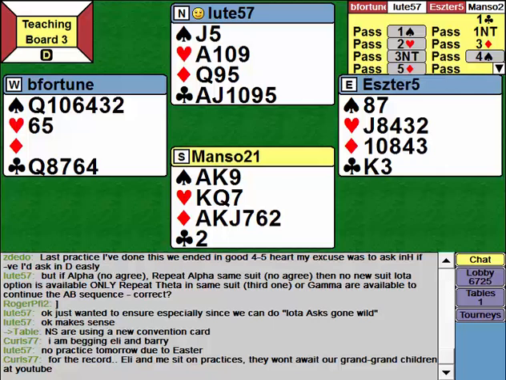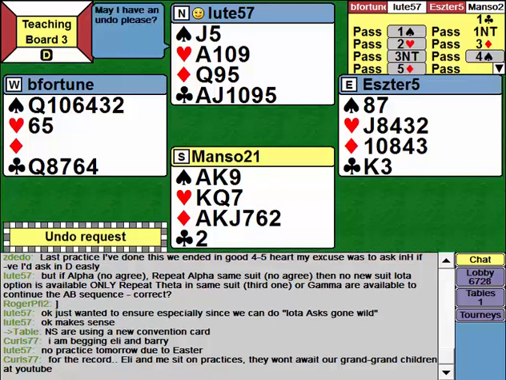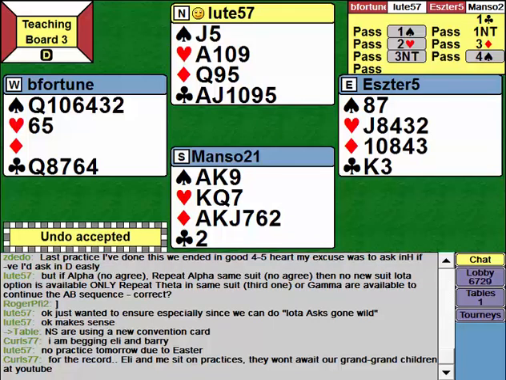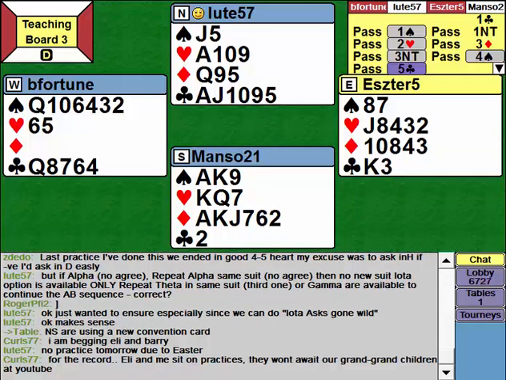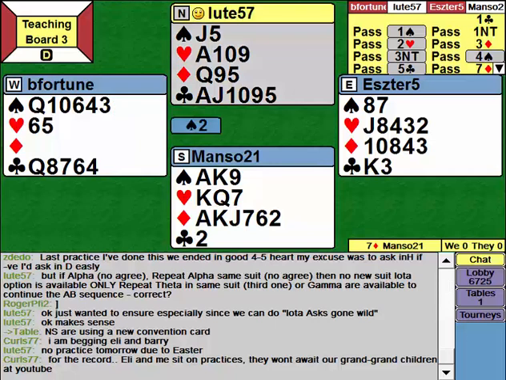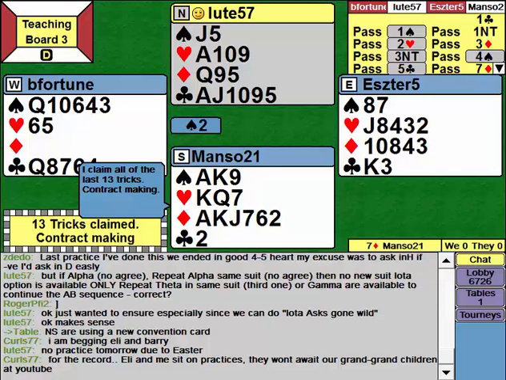Five diamonds, John. Yes, thank you. Okay, well done, guys. Can we have a lead and a claim? I do have one observation here. Thanks, Paula. Well done.